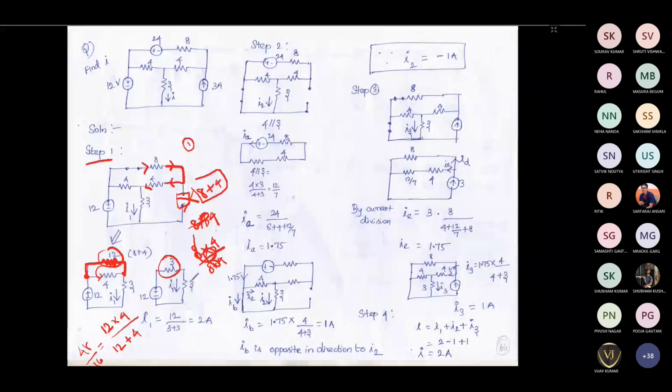So the 12 volt source is there and you have 6 ohm resistance together, so the current flowing through this path is 12 divided by 6, nothing but 2 ampere. That is the current which is flowing through this 3 ohm resistor also. So this I1 is equal to 2 ampere. This current is provided by the 12 volt source available in this circuit.